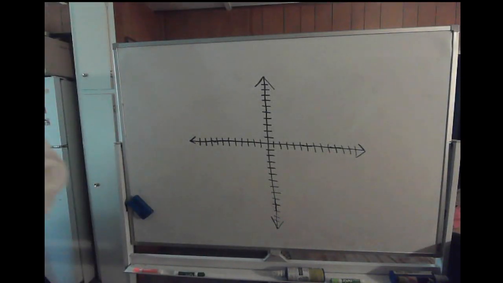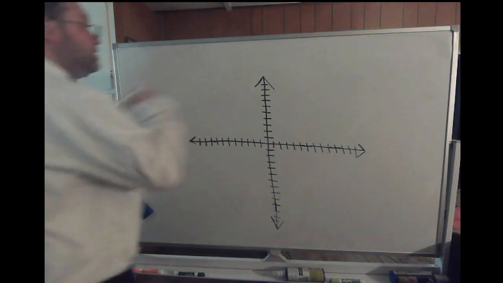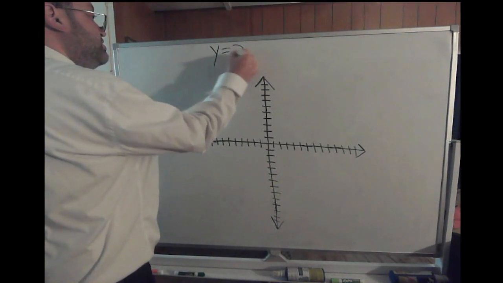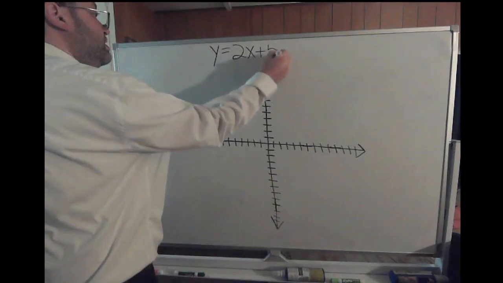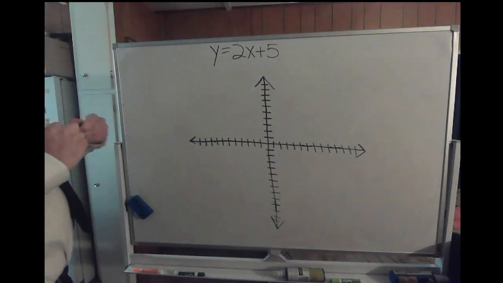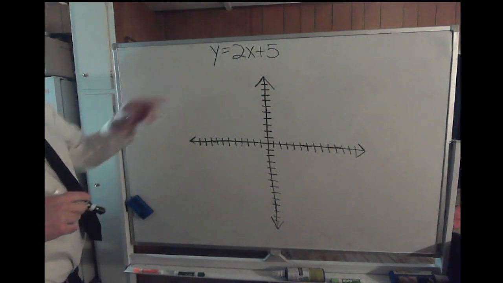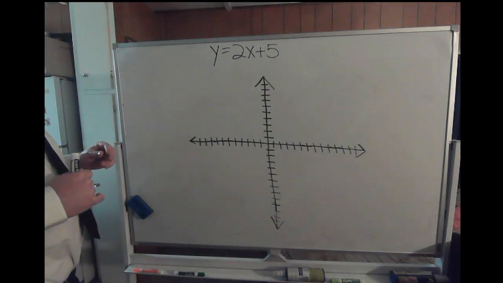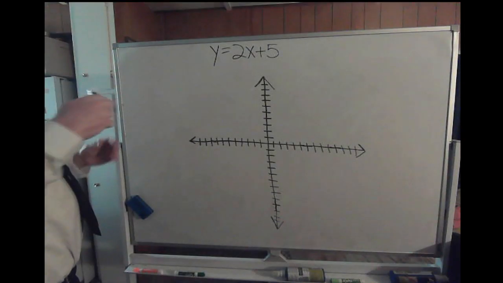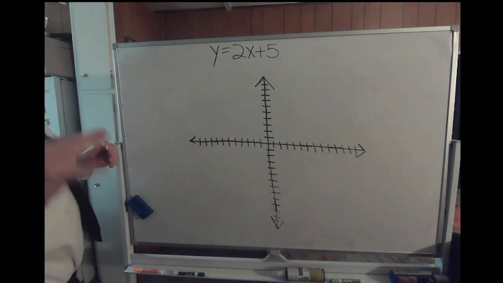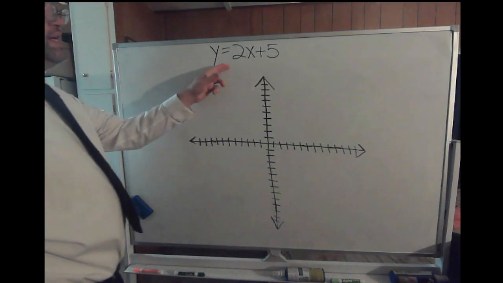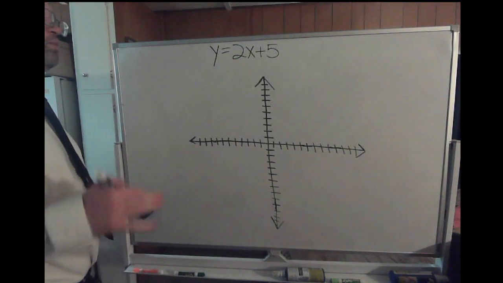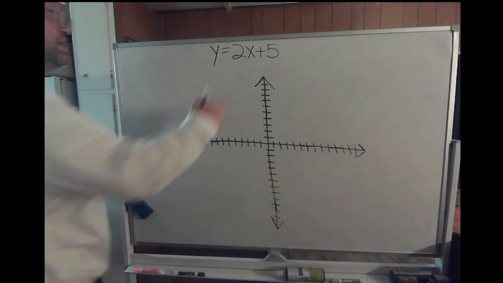What's next here? We have y equals 2x plus 5. Well, this equation is not in standard form, okay? It is not in standard form. What I'm going to suggest here is we put it in standard form. This is actually in slope-intercept form, which would be fine for another lesson, but we're not on that right now. We need to focus on standard form.